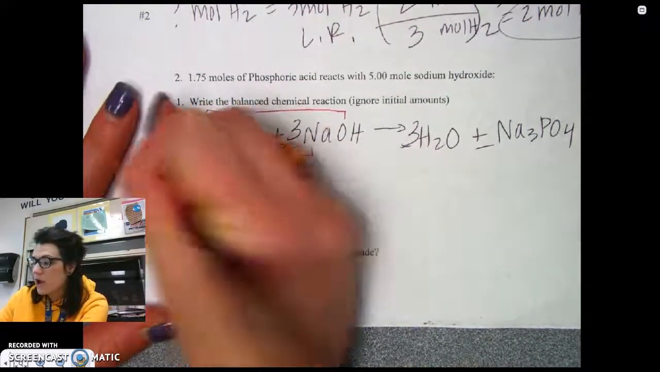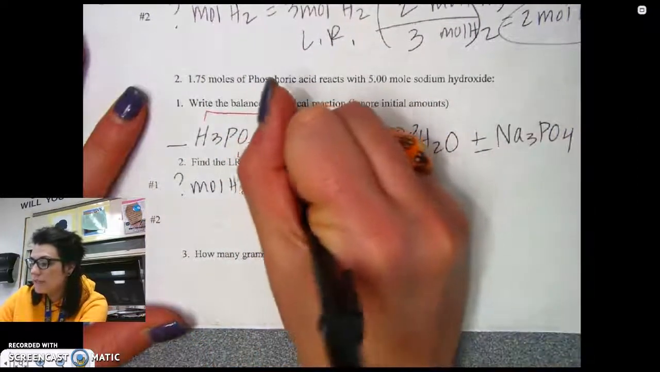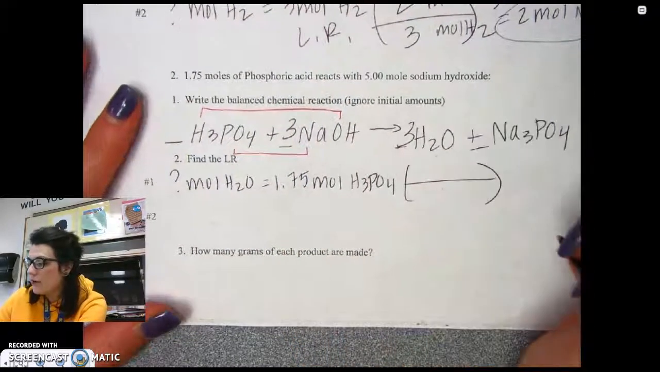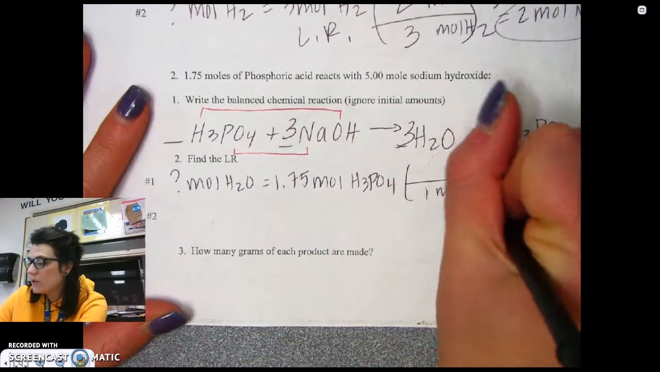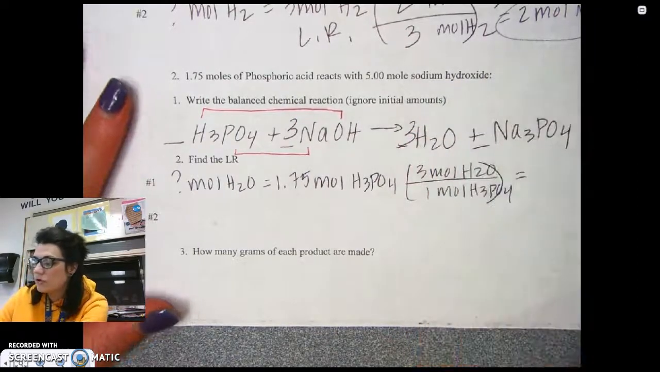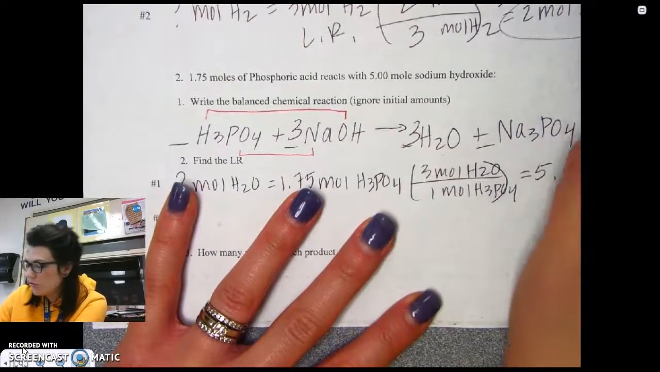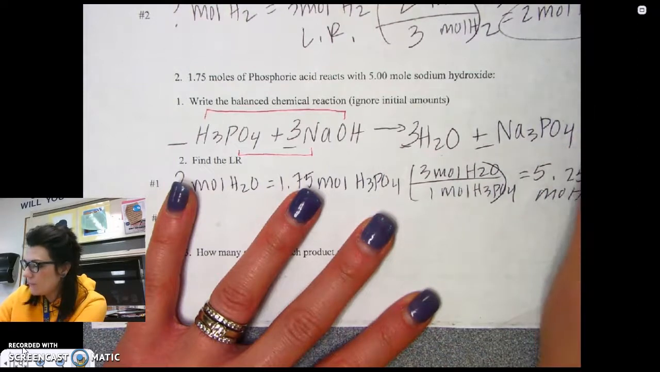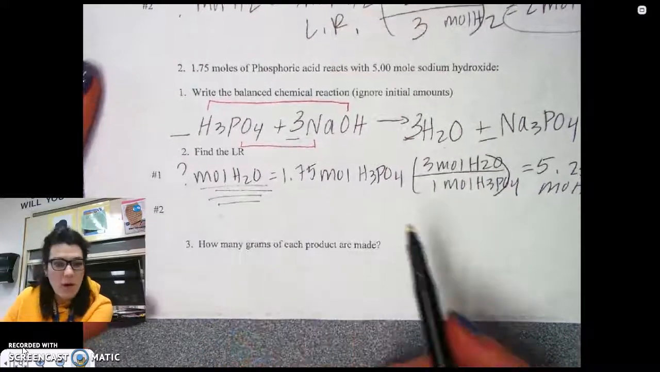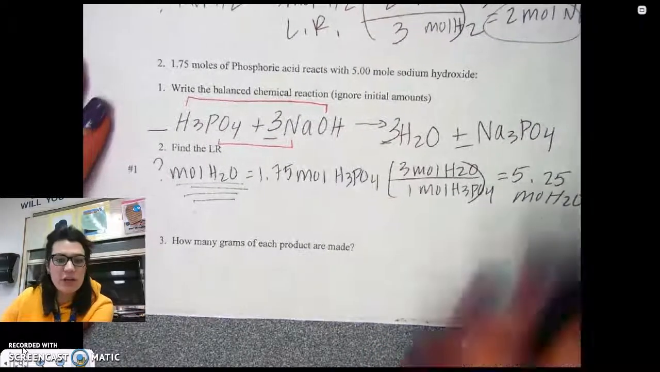Okay, so I'm going to say question mark moles of H2O is equal to my 1.75 moles of H3PO4. Okay, and for every 1 mole of H3PO4, I have 3 moles of H2O. Okay, so 1.75 times 3 is 5.25 moles of H2O. Okay, and I'm going to do the same thing, and I'm going to make sure that I convert to the same mole, because I need to have something to compare to this one. So I don't want to change the variable.